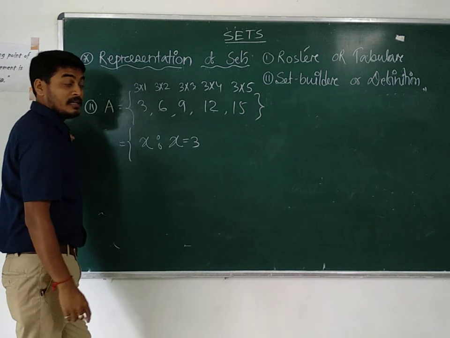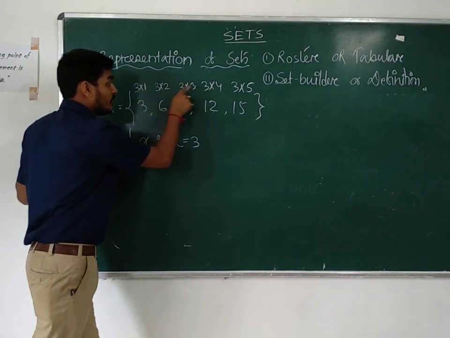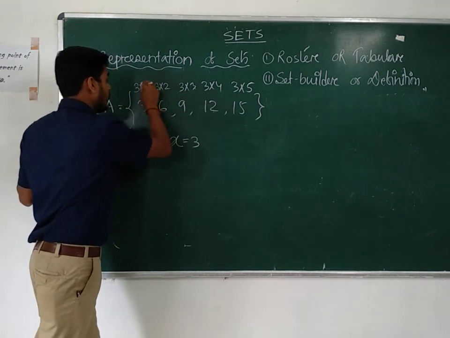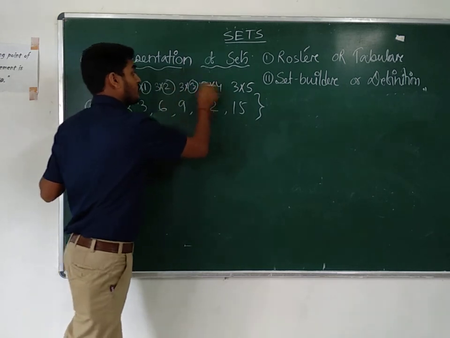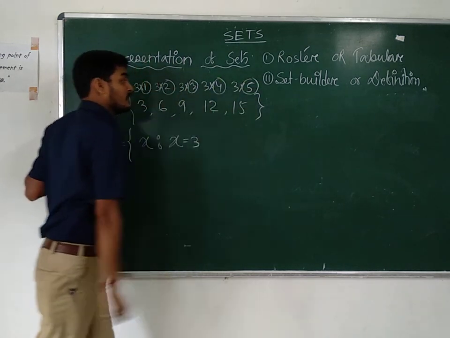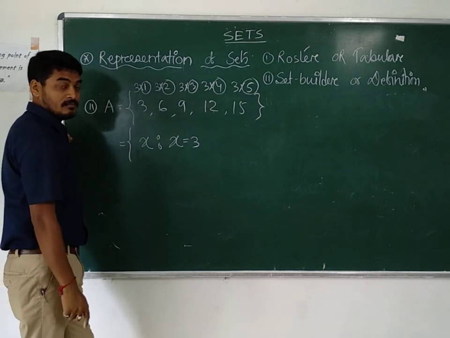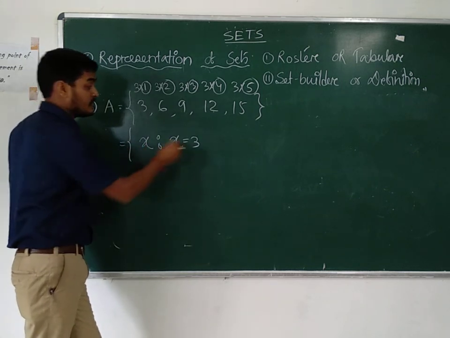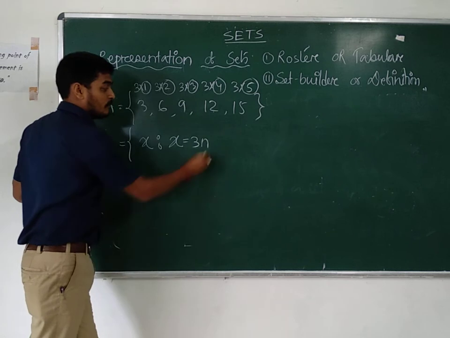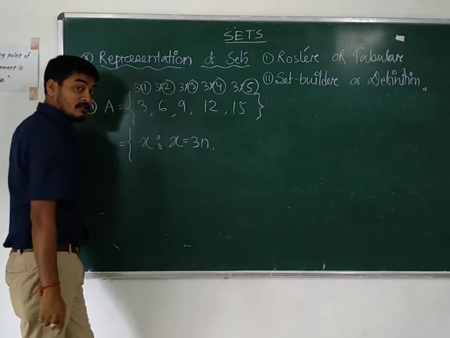Then you want 3 multiplied by 1, 2, 3, 4, 5. So the place that varies is the variable. To represent it, 3 is constant everywhere, but the next term is variable. You have to mention it by another variable, but a limitation should also be there.